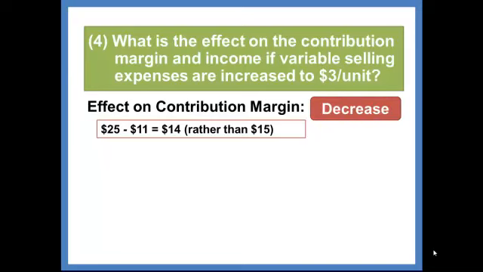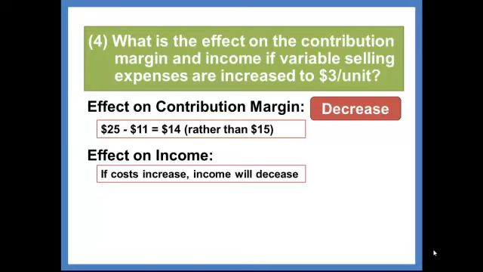So this is going to decrease our contribution margin. Now I put numbers to this, but you should eventually be able to just think out in your head. An increase in variable cost will decrease the contribution margin. The effect on income, you could recompute the income statement, but it should be somewhat obvious that if costs increase, income is going to go down unless there's an offsetting increase in sales, which we weren't told that there is. So the effect on income is that it will also decrease.